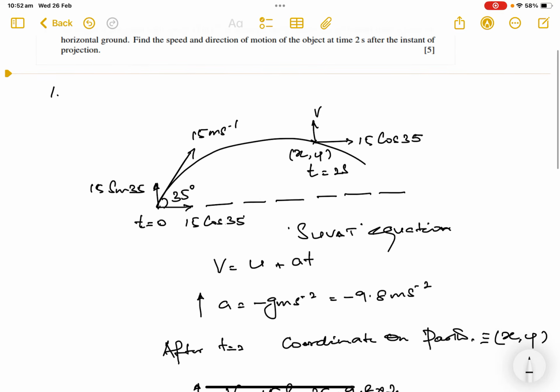I put a little sketch of the projectile and the actual trajectory, or the projection path. On the path, there is an arbitrary point with coordinates x, y. The horizontal distance traveled is x, and the vertical distance traveled is y above the ground. Initially, the speed is given as 15 meters per second, and the angle to the horizontal is 35 degrees.